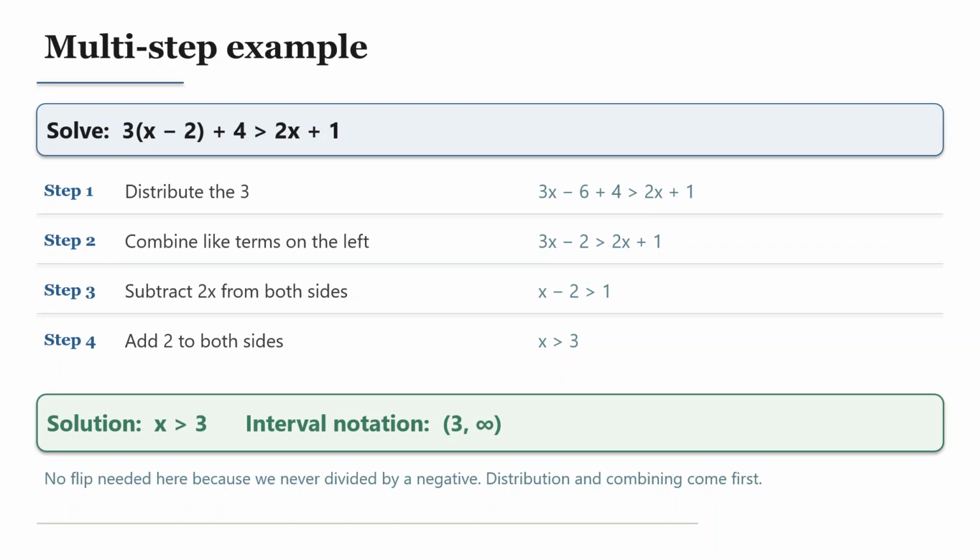Notice that no flip was needed here. We never multiplied or divided by a negative number. The distribution and combining steps came first. The flip rule only triggers when you divide or multiply both sides by a negative.